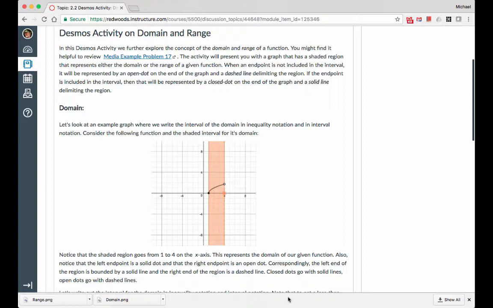If you need a quick review of this, it probably would be helpful if you went back and watched media example problem 17 from the textbook. There is a link in the activity to help you with that.